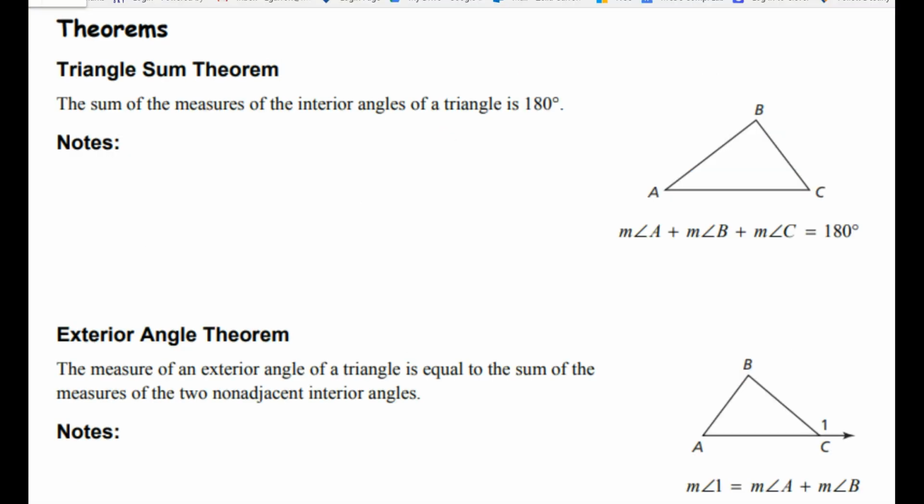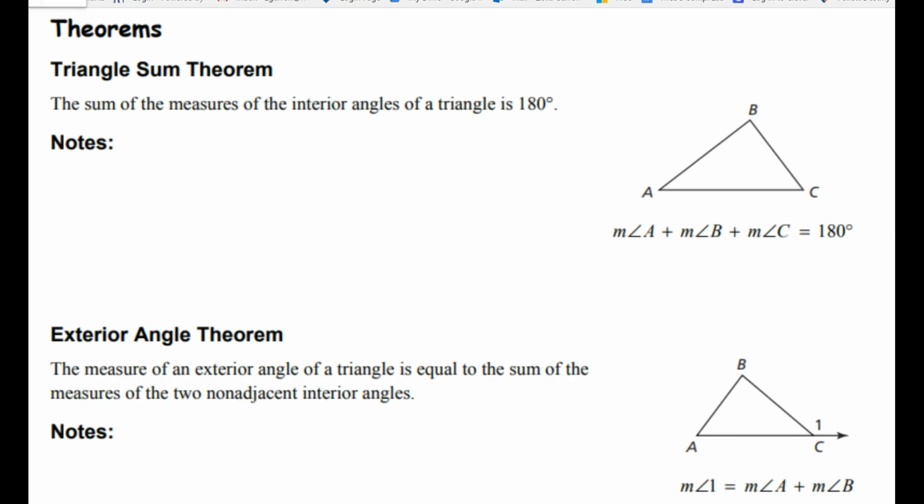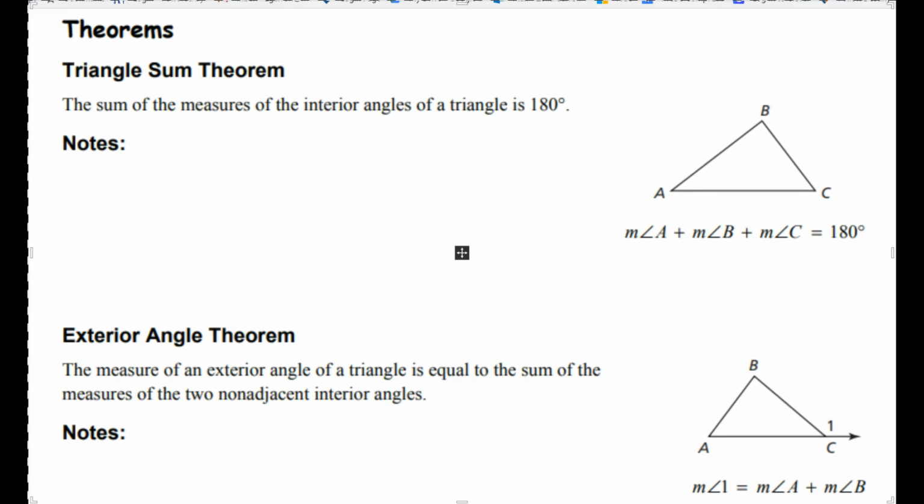If you join me on the next page of your student journal, you'll see that it talks about two theorems. The triangle sum theorem, and we know that sum means that we are doing some addition. And then we have the exterior angle theorem. Sorry about that, somehow my screen had to go back. When we talk about the triangle sum theorem, sum implies that there's some addition.